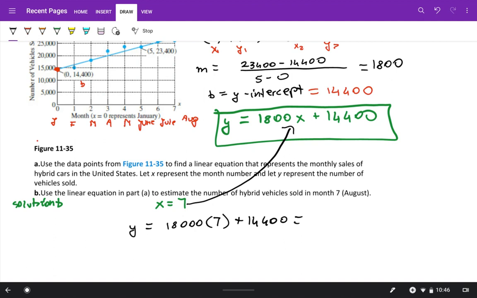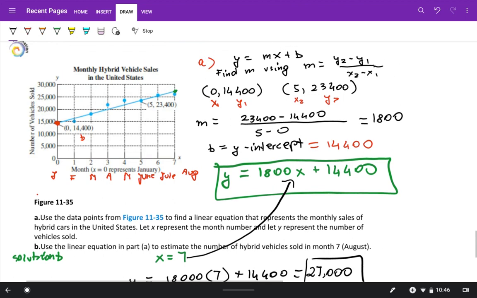1,800 times 7, plus 14,400, that will be 27,000. Okay, so that means they sold 27,000 cars in August. Makes sense on this graph that can be 27.